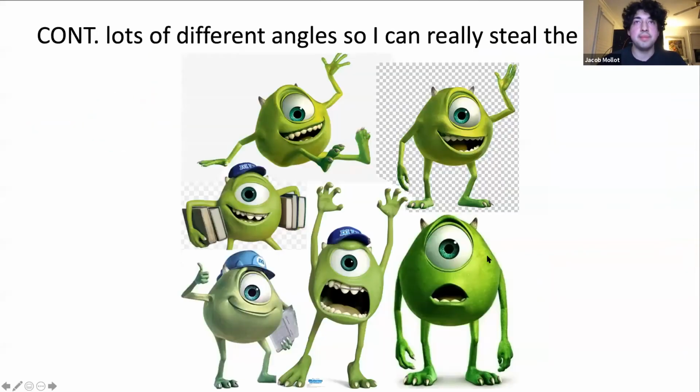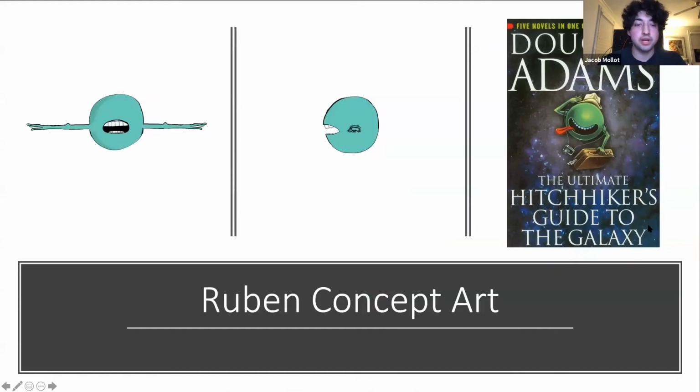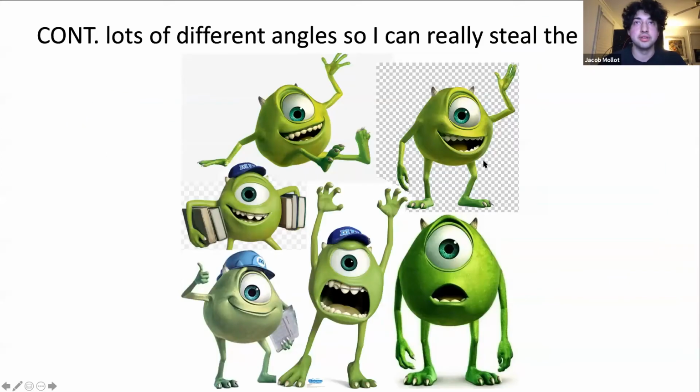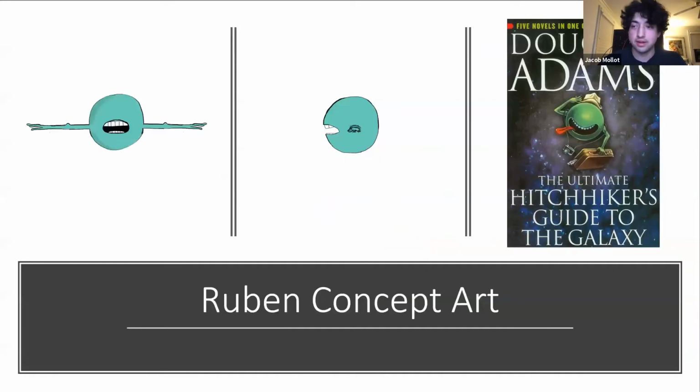I made a character named Ruben Shapiro, and that was the alien character in my film. And I stole him entirely from The Hitchhiker's Guide to the Galaxy and from Mike Wazowski. So that's all you need to know about that. No, I'm just kidding. I'm going to go into it more specifically.